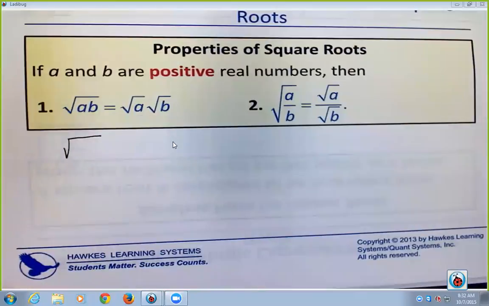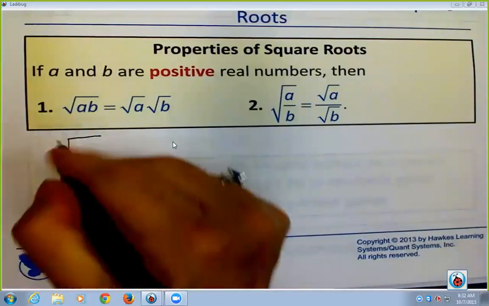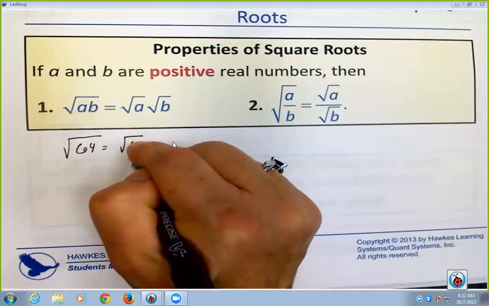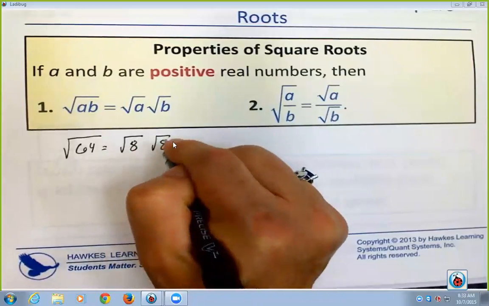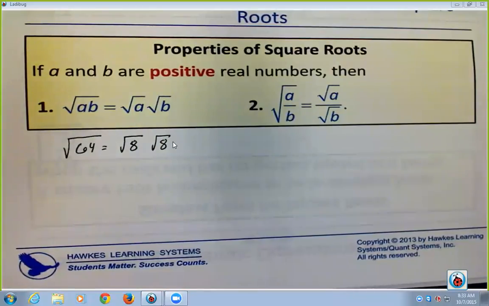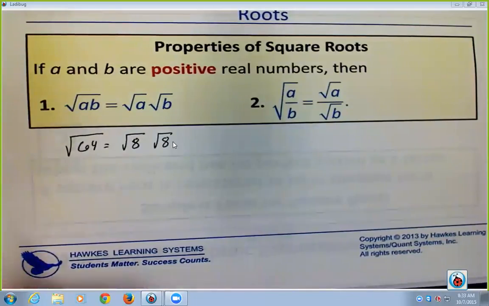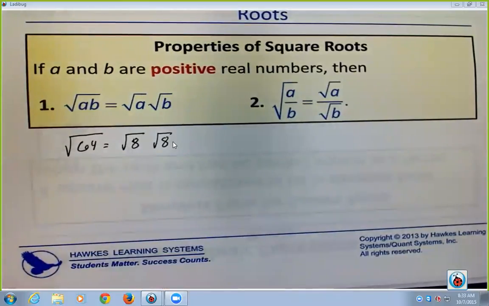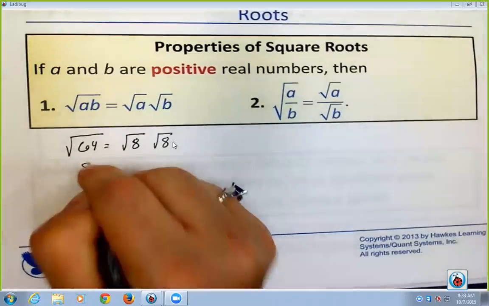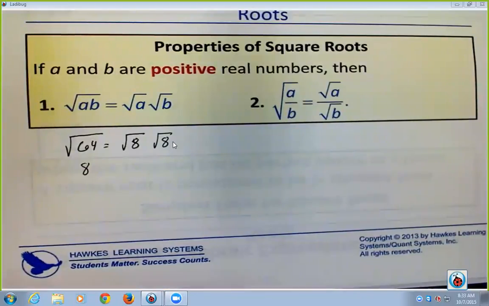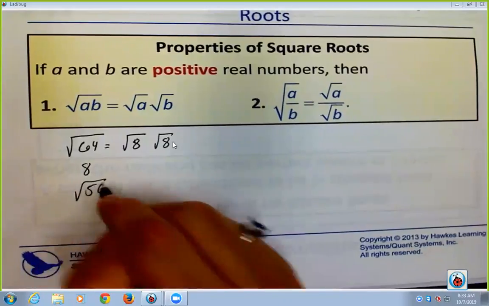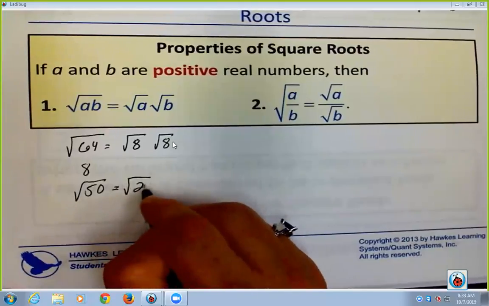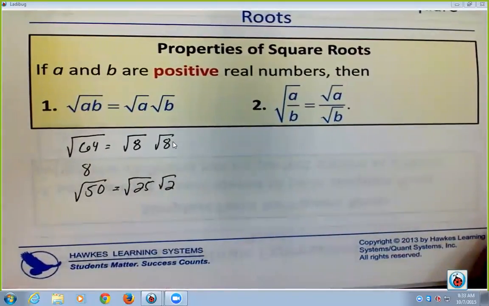So an example might be the square root of 64. 64 could be broken into 8 times 8, okay? Because I could break it apart and come up with two factors for it. Is that going to help me? No, because 64 happens to be a perfect square, so I would not want to break it apart like that because I know my answer to the square root of 64 is just plain 8. But if I had the square root of 50, I might want to break it apart like that because 50 is made up of 25 times 2.